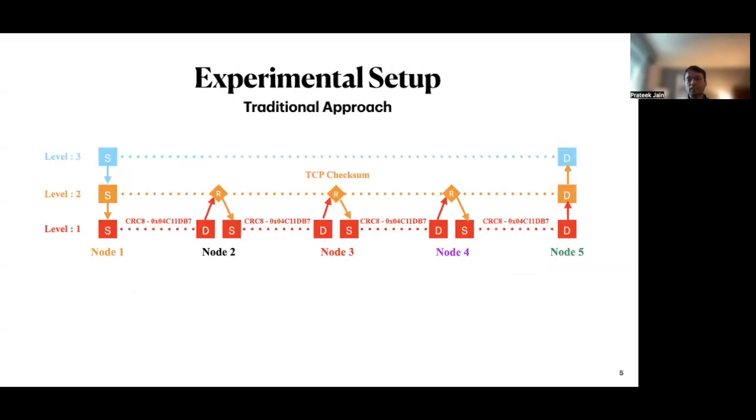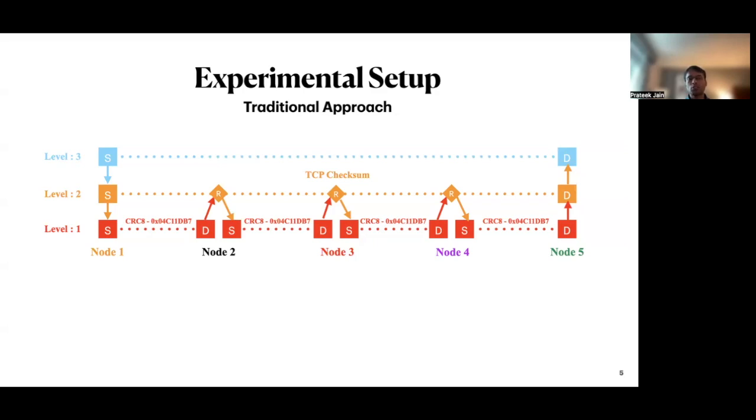Now to transfer a file from a source, that is node 1 here, to the destination, that is node 5 in the slide, we deploy MLET processes on the source and the destination along with some intermediate nodes. These processes do IPC with each other and perform various checks on different sizes of chunks of data.